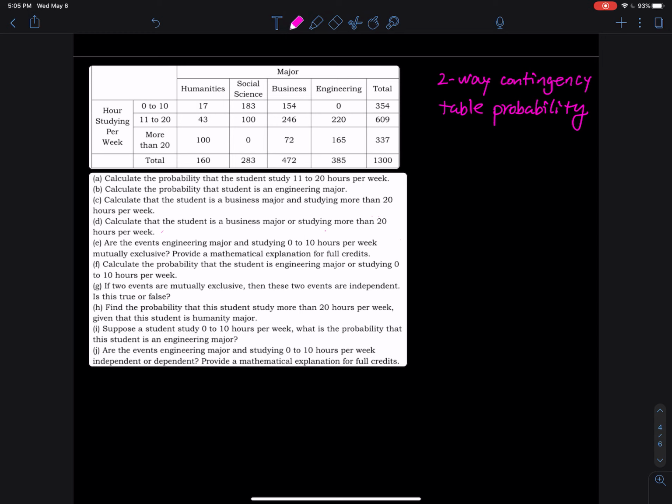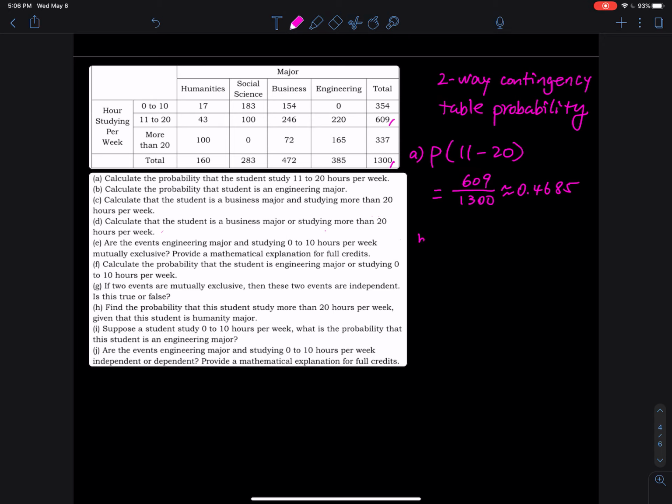Okay, let's take a look at the first problem. Part A is the probability that students study 11 to 20 hours per week. So for this one, we have to take the sum of that event, which is 609, and then divide by the grand total. That is 609 divided by 1300. Usually for probability, we leave the answer in 4 decimal places, which is 0.4685.